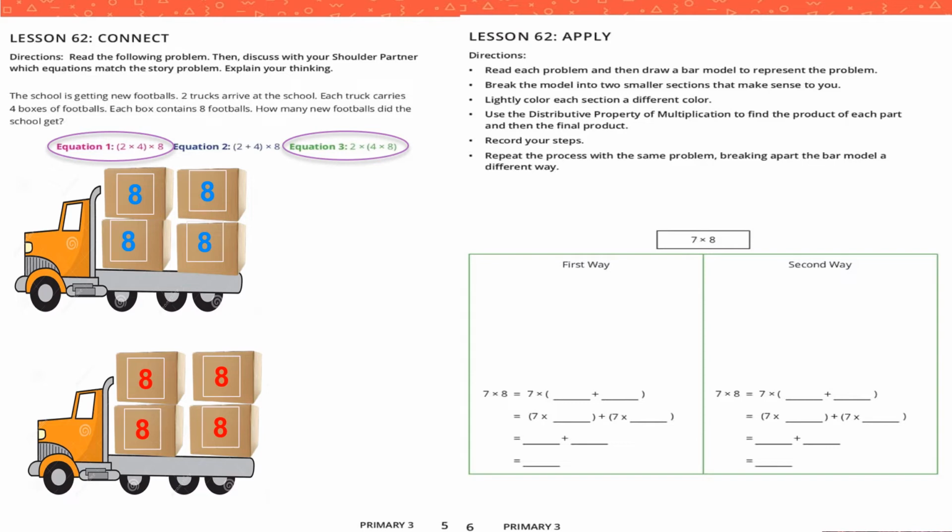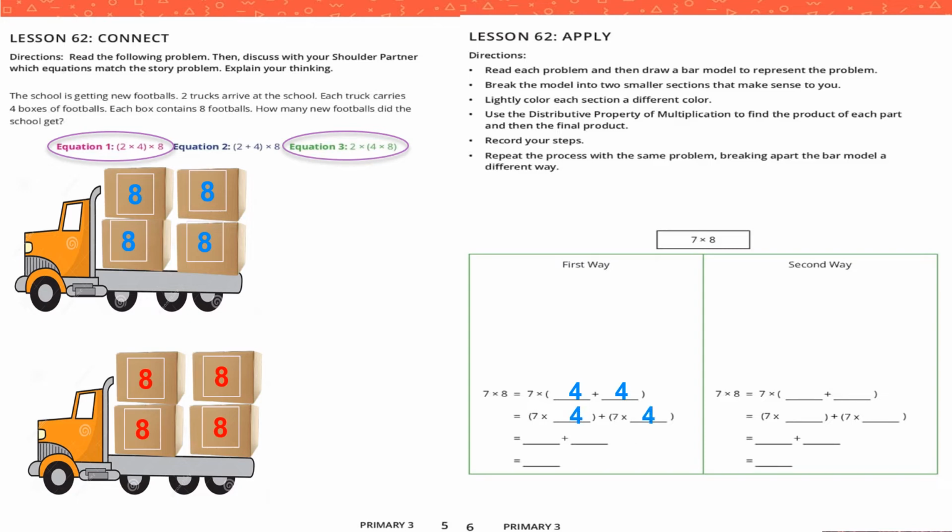Let's start with apply part. I have here 7 times 8. I wanted to make it with the first way and the second way. This lesson is a revision on distributive property. 7 times 8. Let's start with the first way. First, I will split this 8 into 2 parts, which are 4 plus 4. Then I will distribute this 7 one time with the first 4 and the second time with the second 4.